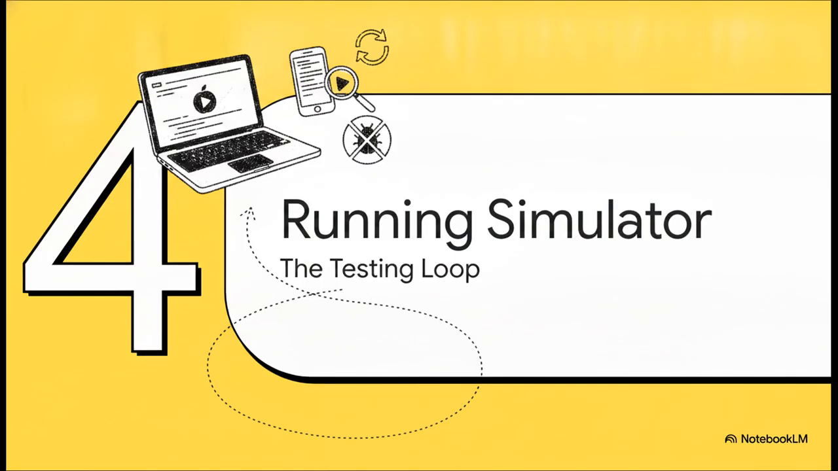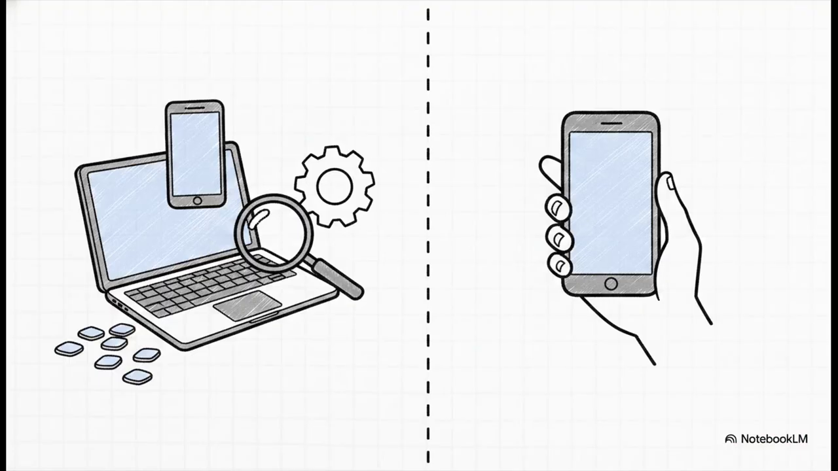Let's get into Section 4, running the simulator, the testing loop. To find devices to simulate right on your Mac, you can run the terminal command xcrun simctl list. The simulator is amazing because it uses your Mac's processing power for incredibly fast, early testing. But keep in mind, it lacks real phone hardware. No actual camera, no physical sensors, so eventually you'll want to plug in your actual iPhone via USB to push the app to a physical device. That's how you see how it truly feels in the hand.